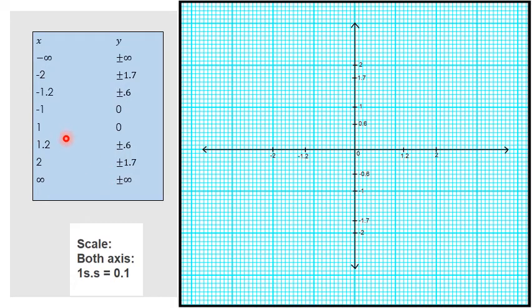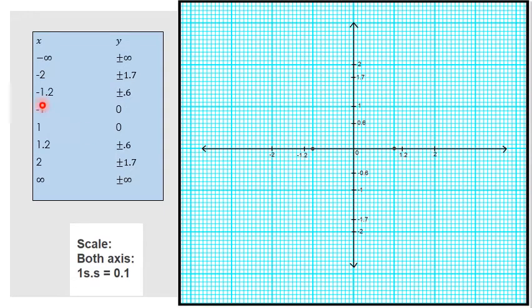Let's start plotting the values. At x equals minus 1, y is 0. At x equals 1, y is also 0. So let's start with these. This is x equals 1, y is 0. This will be the point. X equals minus 1, y is 0. This will be the point. You can see.